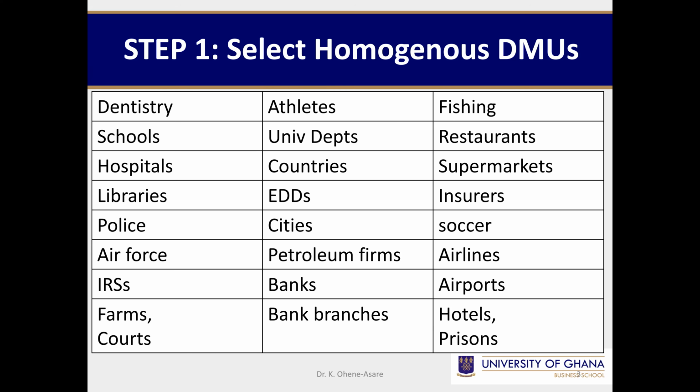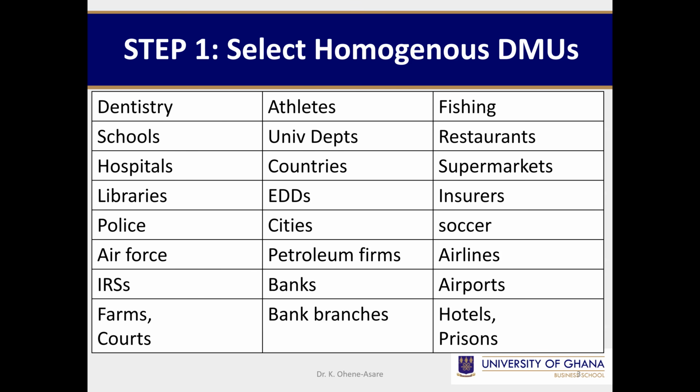Farms, in most African countries, you don't have a lot of farms, but in most European and American countries, you have farms, well-organized farms. What are the efficiency and the productivity analysis related to farms? As for banks, you are all aware, petroleum firms, even cities. Which of the cities are efficient in terms of crime rate? Okay, so you compare Accra, Kumasi, and all of that.